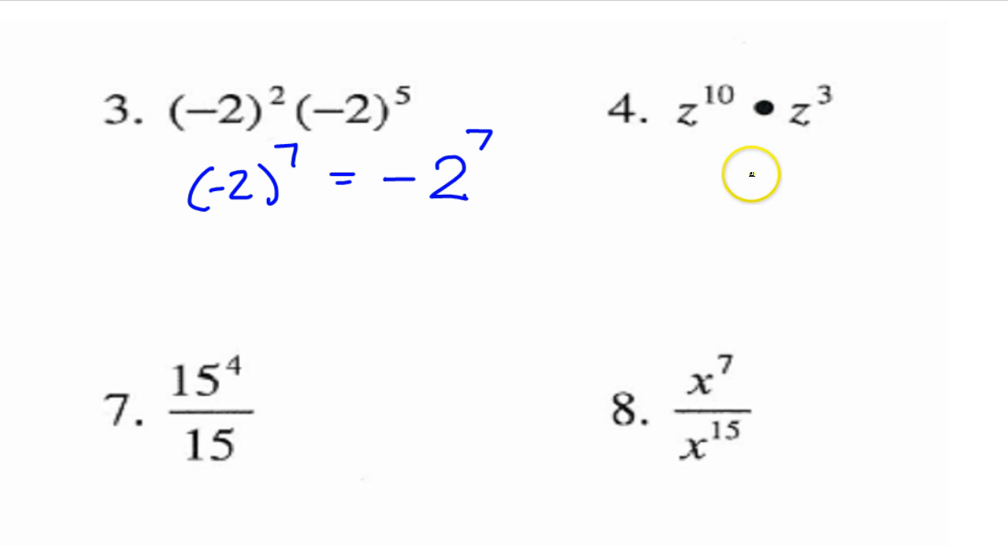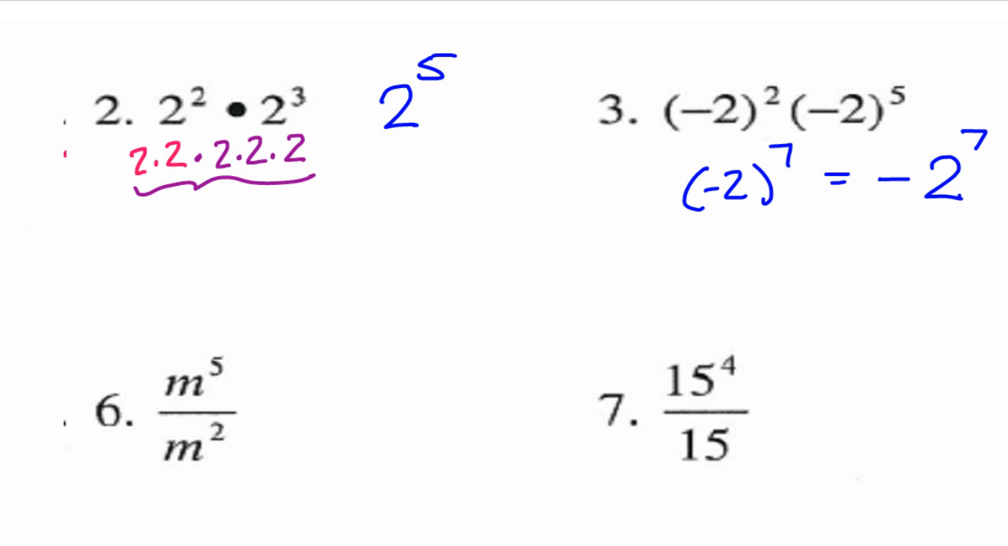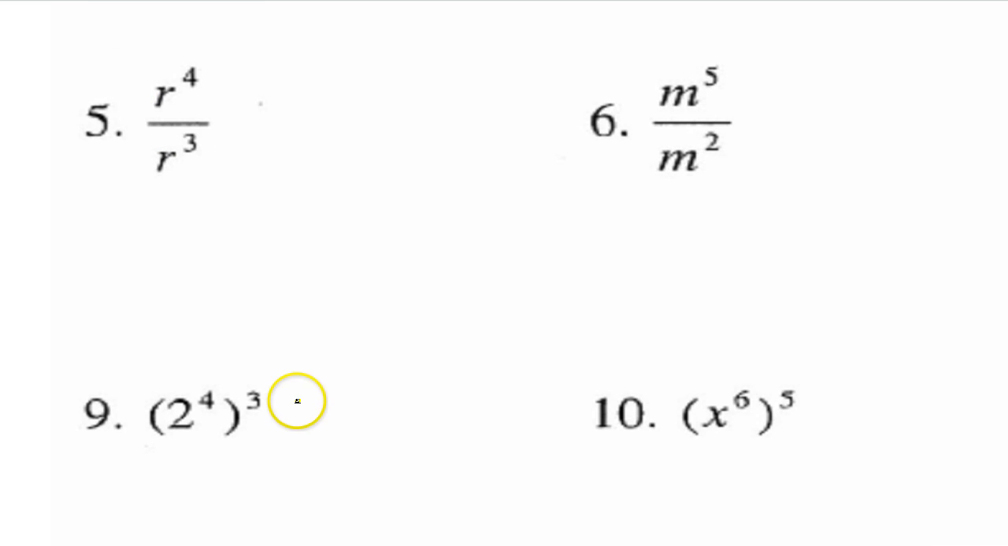So this will clearly be z to the 13th power. You're right, we're adding those. Okay, now when you divide, the shortcut is to subtract, like 4 minus 3. So this is going to be r, just plain r.